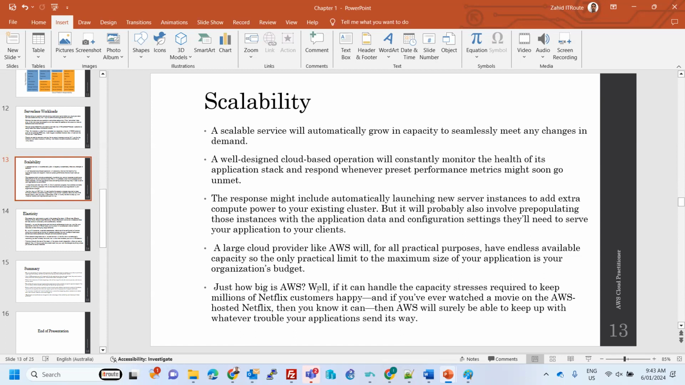Just how big is AWS? Well, if it can handle the capacity stresses required to keep millions of Netflix customers happy, and if you have ever watched a movie on the AWS-hosted Netflix, then you know it can. Then AWS will surely be able to keep up with whatever trouble your applications send its way. So that means they can host huge servers and services, and live services are running on top of AWS.